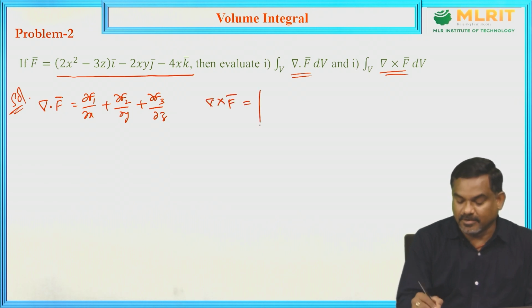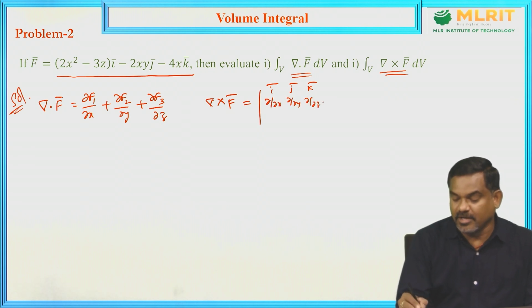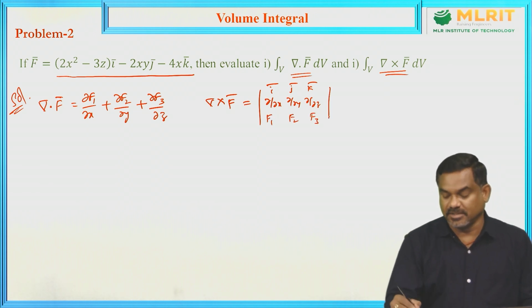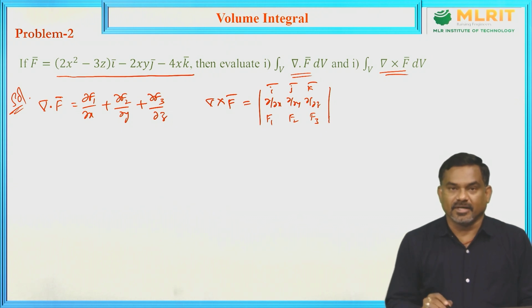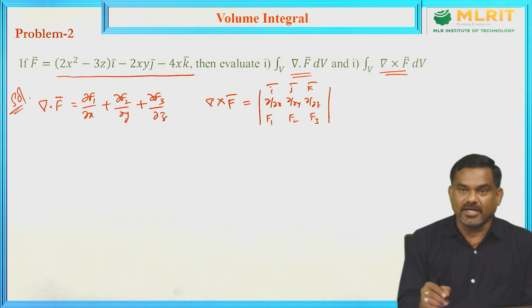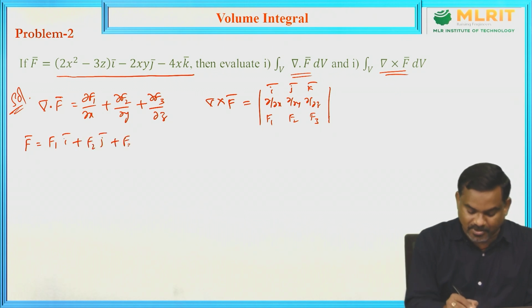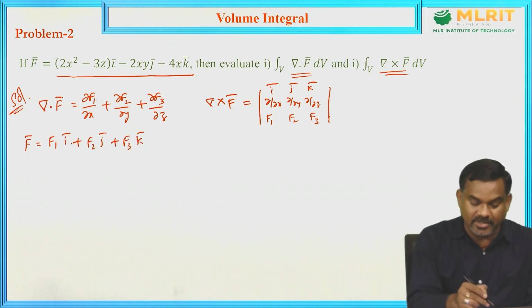Curl f bar. i bar, j bar, k bar, the components of first vector dou by dou x, dou by dou y, dou by dou z, and the components of second vector f bar, f1, f2, f3. So finding this determinant gives the cross product between del and f bar, or curl f bar. To find this, first we need to consider the given vector f bar in the form f1 i bar plus f2 j bar plus f3 k bar, component form. So here it is given in component form.